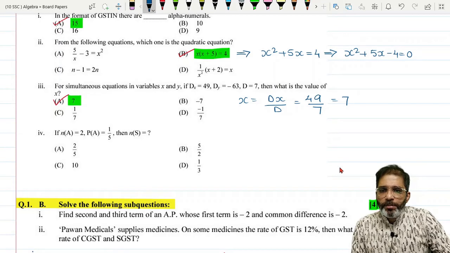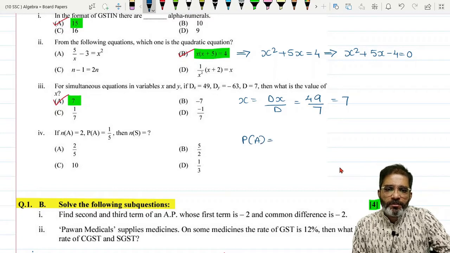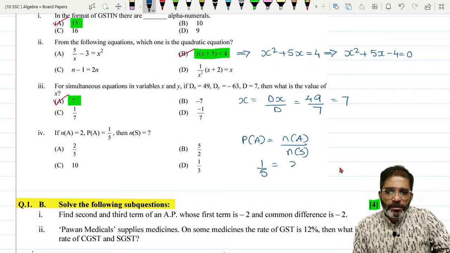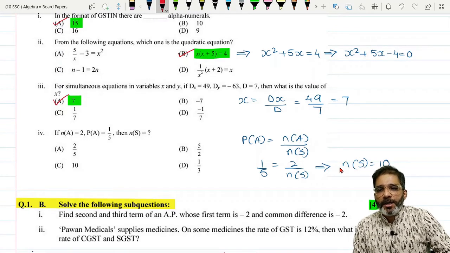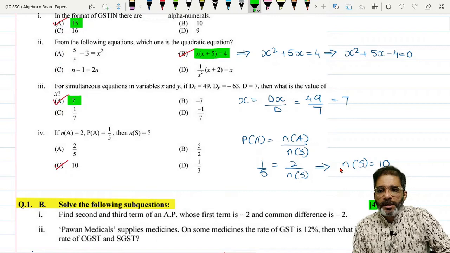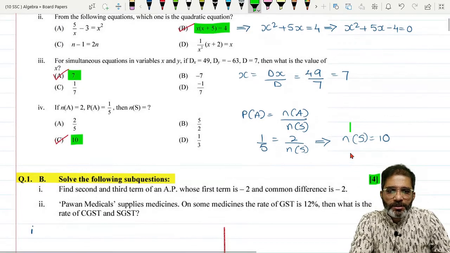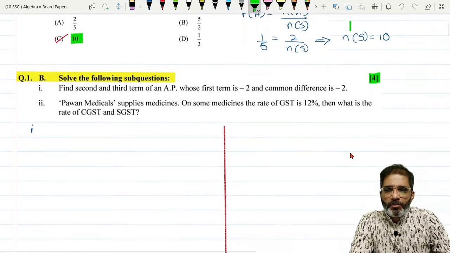Na equal to 2, Pa equal to 1 by 5. So we are using the formula for probability. The formula for probability of event A is Na upon Ns, and they have given the probability as 1 by 5. So that is equal to 2 by Ns. When we cross multiply we get Ns equals to 10. Okay, so the answer is option C, 10. Okay, so we finished with all the MCQs. So let's start with the second question.